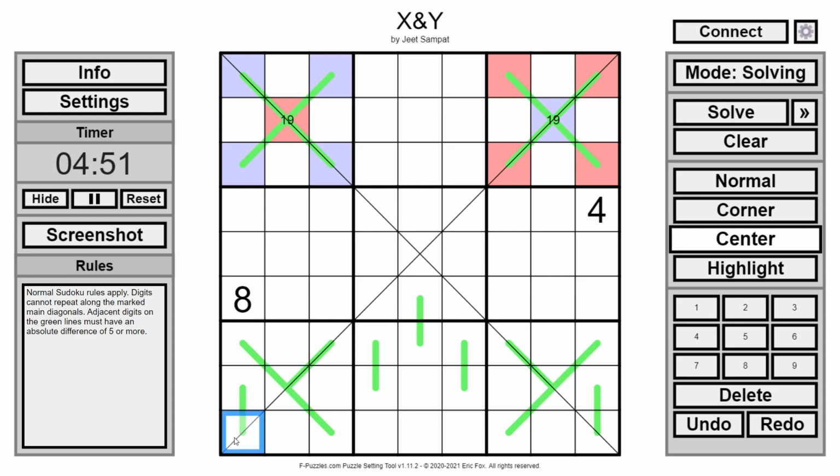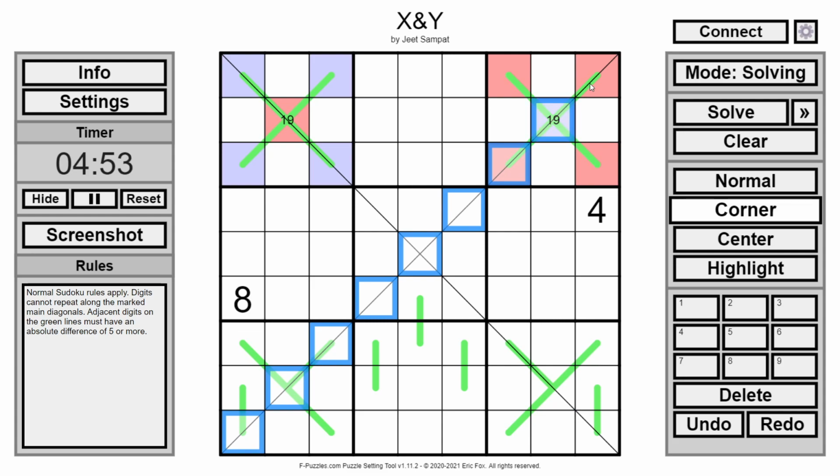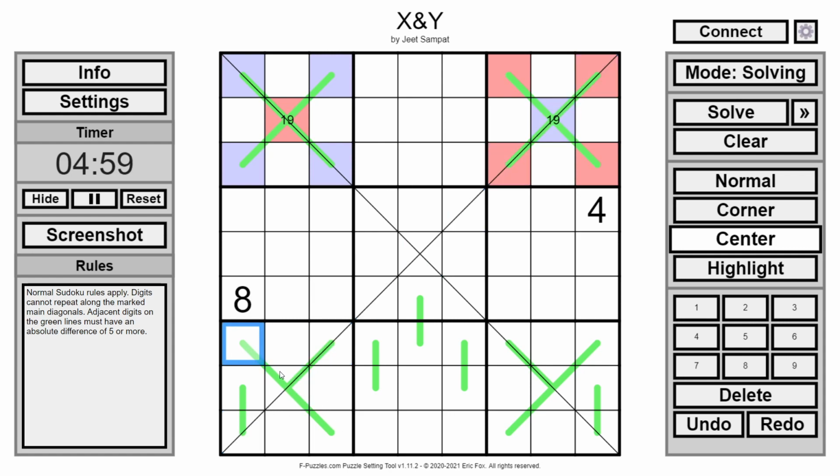So where can 5 go on these diagonals? One thing that I didn't mention about German Whispers, outright at least, is that 5 cannot go on a German Whisper line, because if we tried to put a 5 on here, the next digit would have to be either 5 less, which would be 0, or 5 more, which would be 10, and of course neither of those are possible.